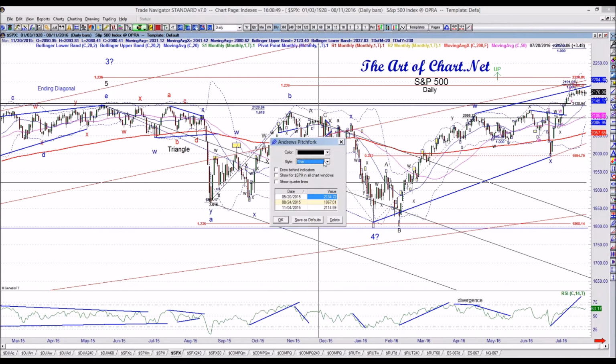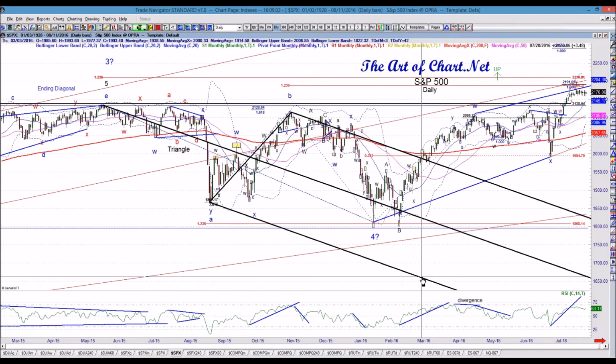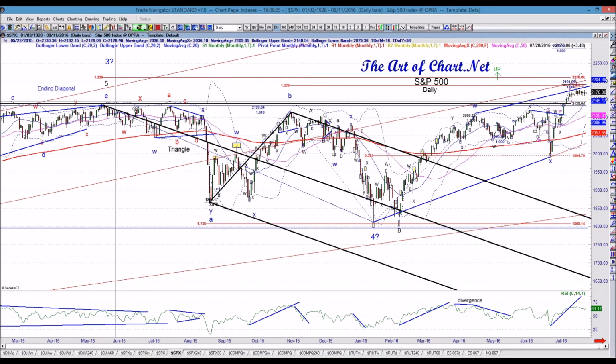Okay, let me just edit this and make this really thick so everybody can see it. Okay, so there's your pitchfork. Okay, very often in a pitchfork, one thing that happens is you penetrate the midline, and that is a support area, or typically in a pitchfork you will come all the way to the bottom. Okay, and there's a way of actually looking at timing here to actually try to predict.